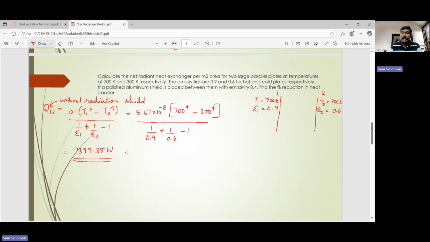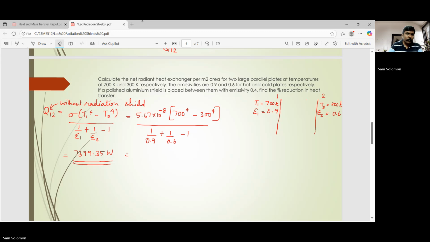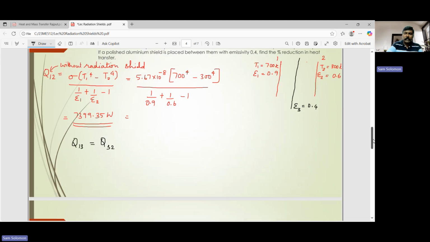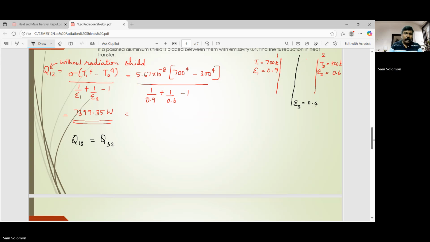So the next part of the question is, now if you are going to introduce a radiation shield over here, with emissivity epsilon 3 equal to 0.4. Okay, so if that is the case, then what happens? What we know is Q13 is supposed to be equal to Q32. That is what we saw in the derivation as well, because the radiation shield is not absorbing any loss, it is just reducing the heat exchange.